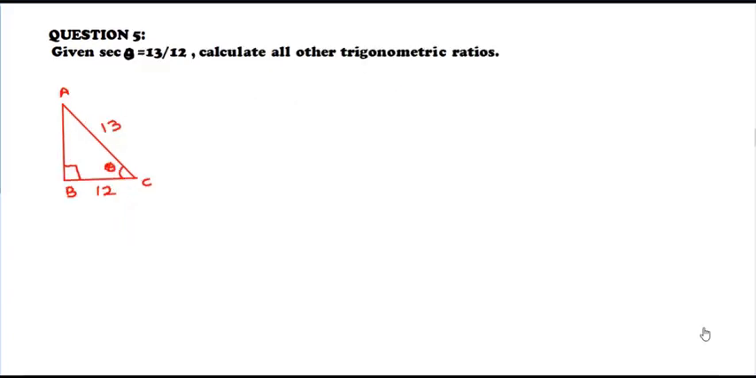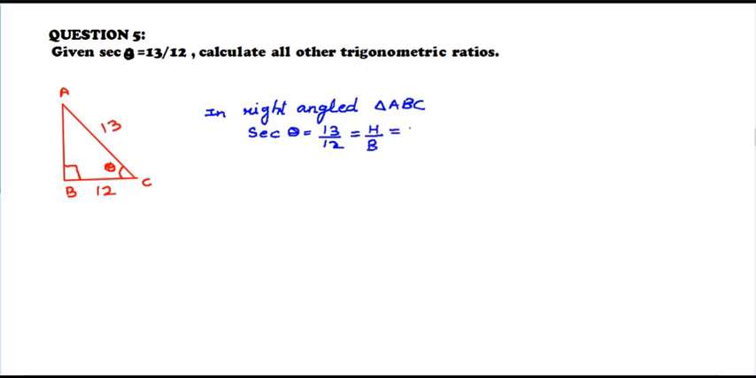Question 5. Given secant theta is equal to 13 upon 12, calculate all other trigonometric ratios. So let us take a triangle ABC right angled at B, where theta is at C. So in right angled triangle ABC, secant theta is hypotenuse upon base, so that is equal to 13 upon 12. So that means that is equal to AC upon BC. So let us assume AC is equal to 13x and BC is equal to 12x.